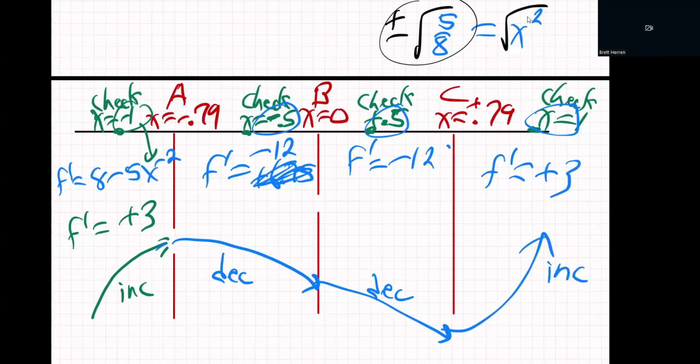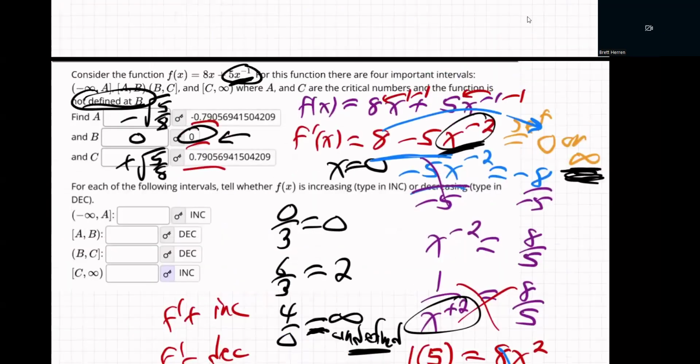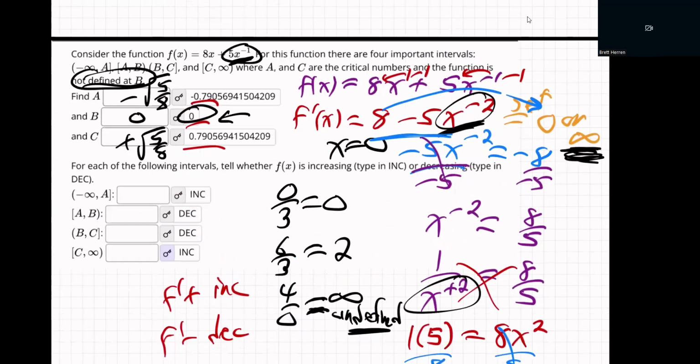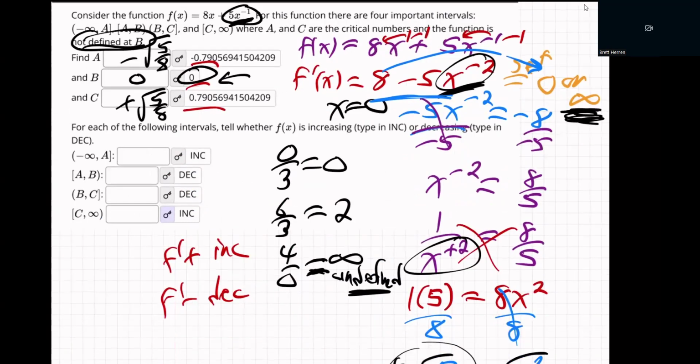All right, so there we go. We've got increase, decrease, decrease, increase in those sections. Increase, decrease, decrease, increase. And so there we go. Be careful with those functions. Be more careful than I was plugging into Desmos. There we go.